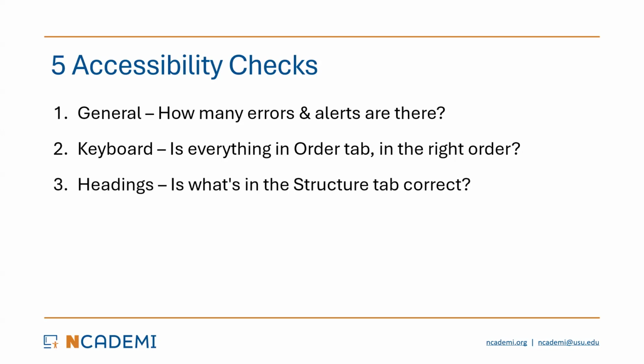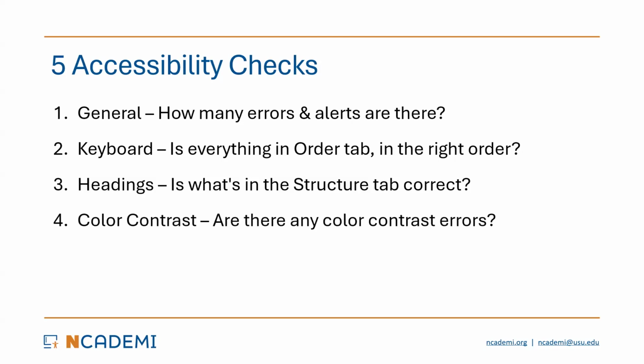We're going to look at headings as well. Chris just covered that in his portion, but we're basically going to check what's in the structure tab. Is what's there correctly representing the page? We're going to look at color contrast. Are there any color contrast errors that WAVE can automatically find? And alt text: do images have correct alt text?